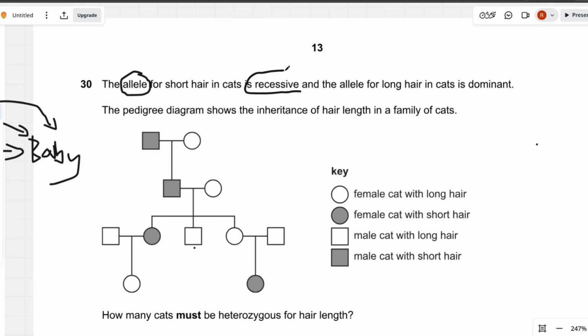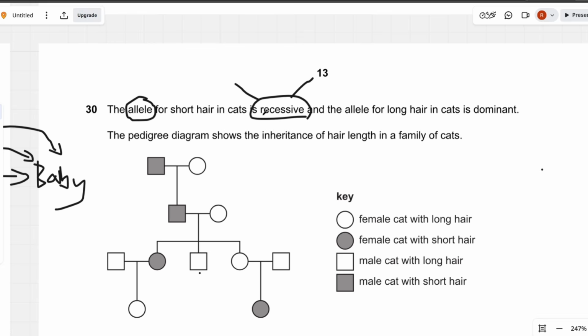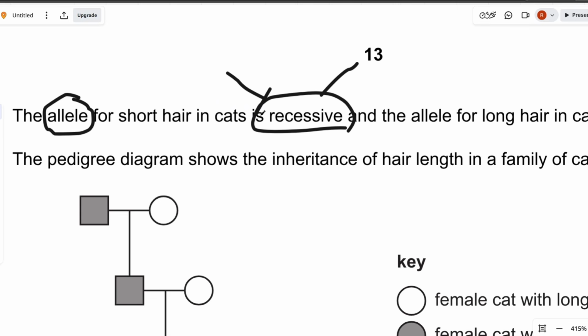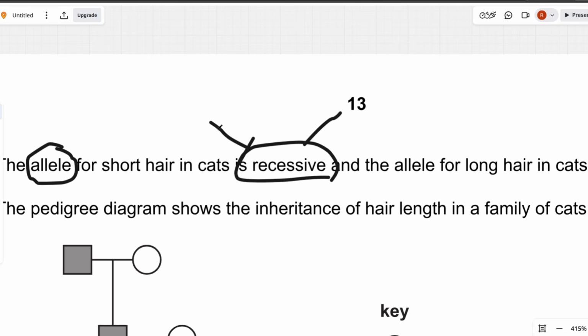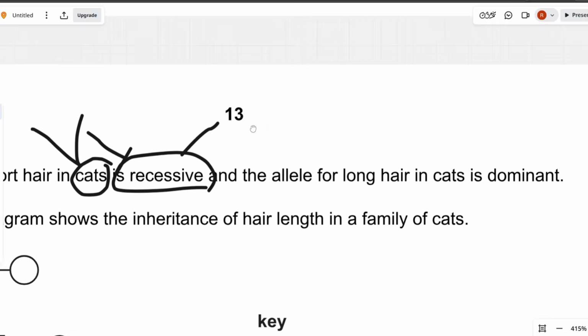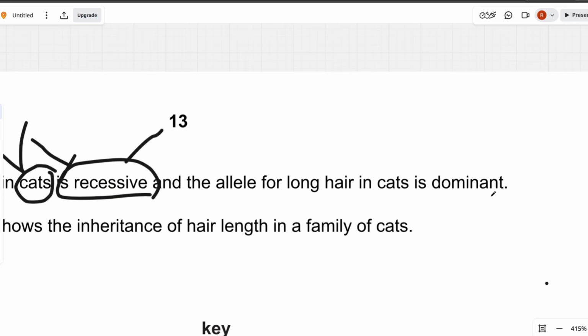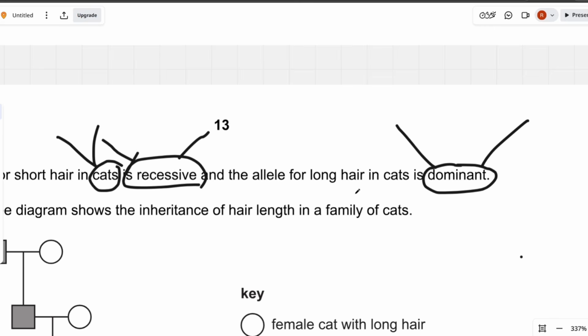Recessive means that the allele will only express its phenotype, which is the visible characteristic, if the 2 copies that the cat has for that specific gene are both recessive, which means homozygous. You know that the cat will inherit 1 copy from the father and another copy of the same gene from the mother. So both of these copies have to be recessive in order for it to be expressed. The allele for long hair in cats is dominant, and dominant means that it can be expressed in either form. So it could be heterozygous or homozygous. It does not care, it is dominant.